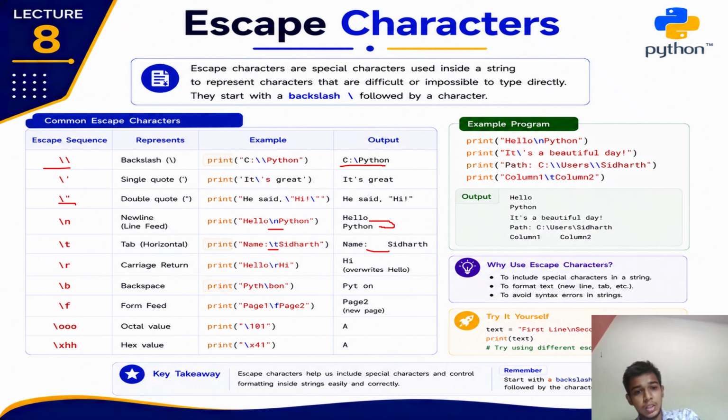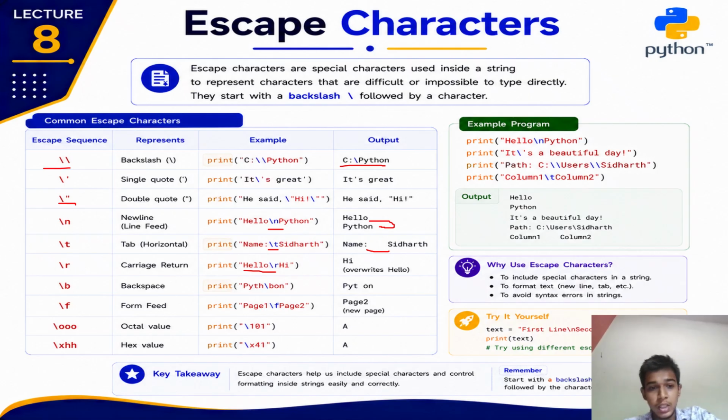Next one is carriage return, which is represented by backslash r. It moves the cursor back to the beginning of the line. For example, hello backslash r hi. Now it overrides the word hello and it will only print hi.